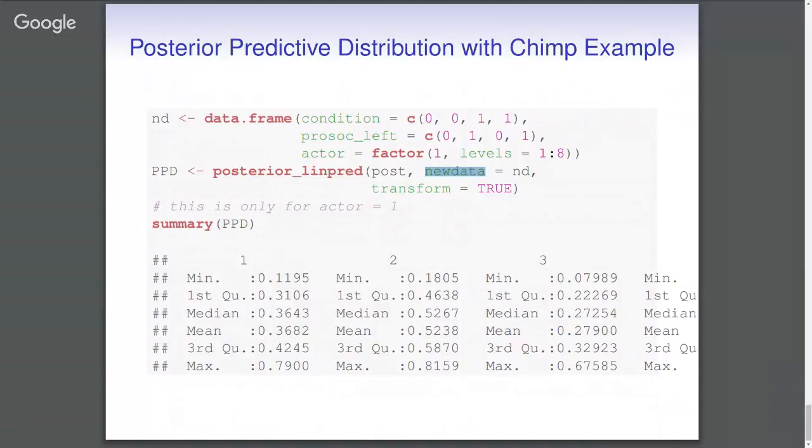And so with that, I get a 4,000 by 4 matrix that I can then summarize the probabilities of. This corresponds to a chimp with 0 condition and 0 pro-social left. We get this posterior distribution of the conditional mean. For a chimp that is in condition 0 but is pro-social, I get this posterior distribution for the conditional mean for these 2 types of chimps if they're in group 1.